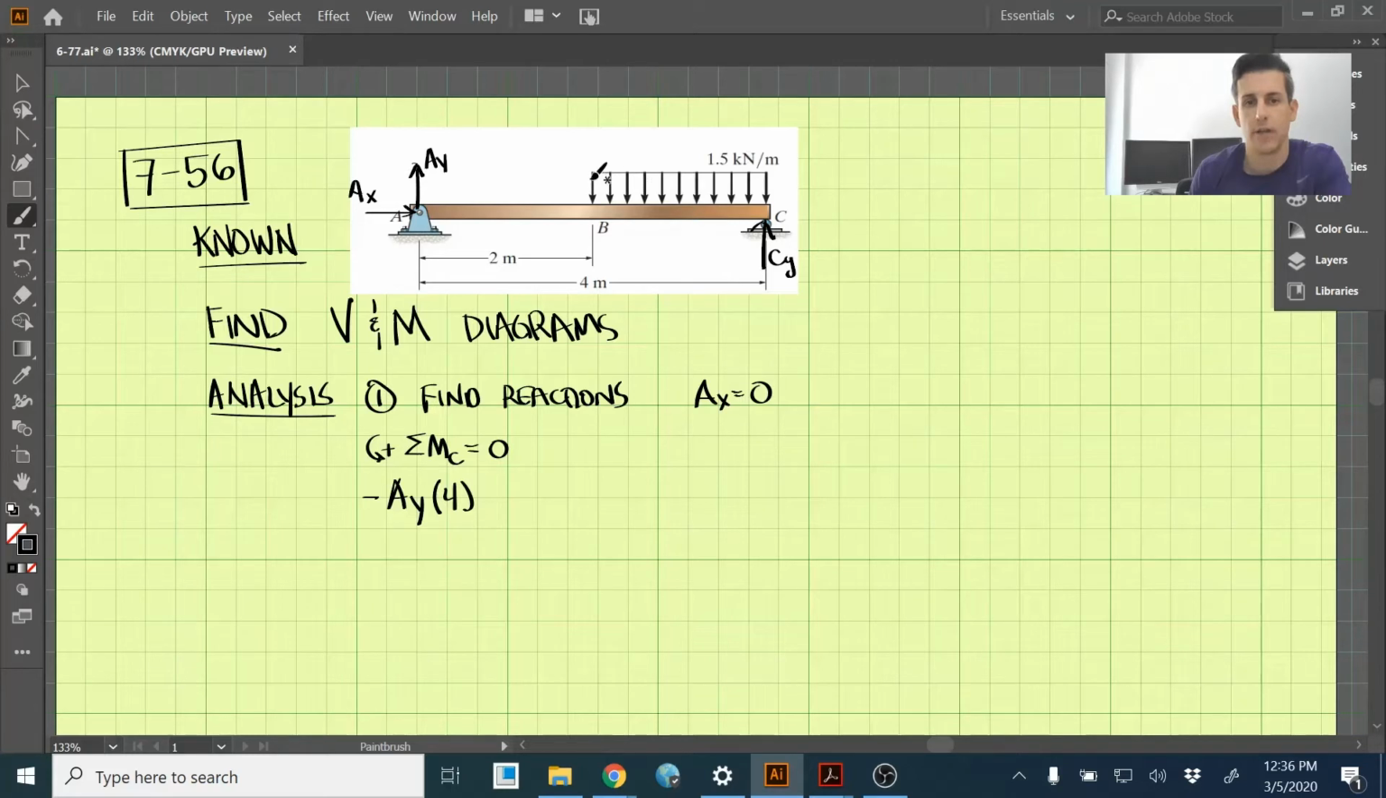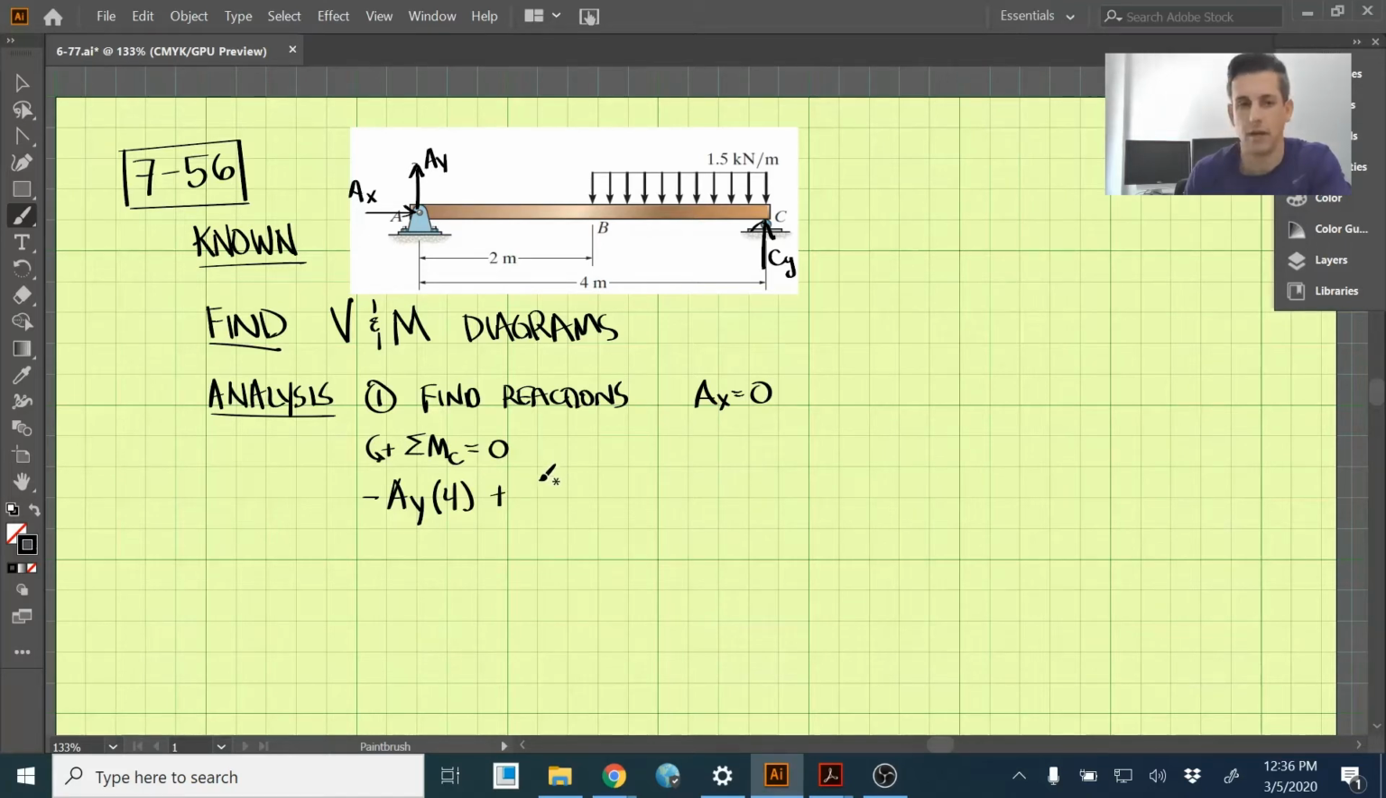And we have this distributed load here. The distance that it acts is 4 minus 2, so this is 2 here. So if we take 1.5 kilonewtons per meter and multiply it by 2, we get the total load, so that is 3 kilonewtons. And this load is going to create a counterclockwise moment, so it should be positive.